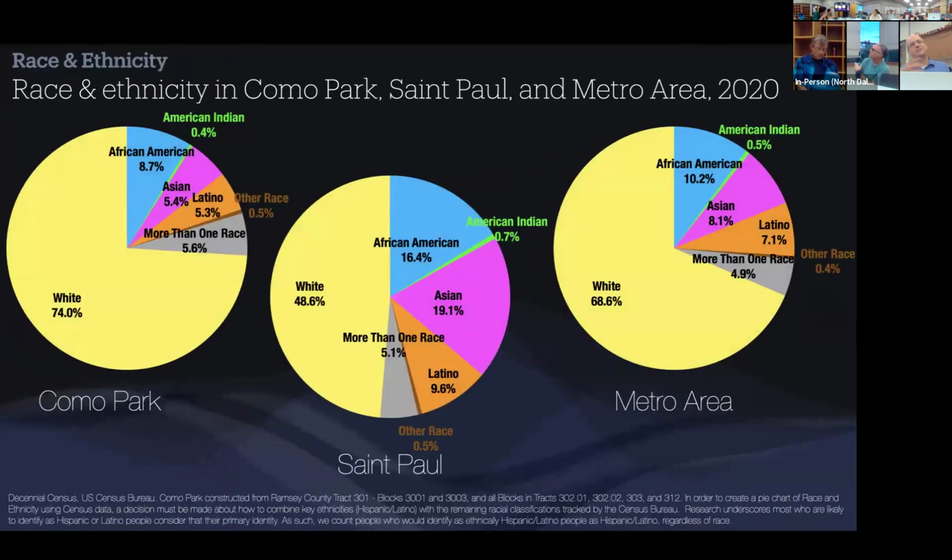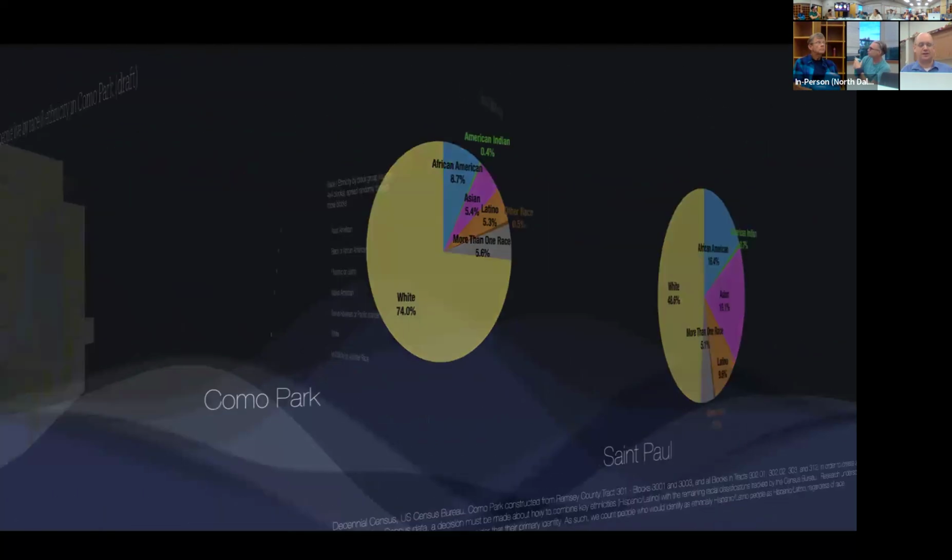So just a little context there. And then if you compare us to St. Paul and the metro area, St. Paul's about 50% people of color, just been hovering there for the last several years. Metro area is about two-thirds white and one-third people of color. So you can see, just generally, that relationship between the different areas there.